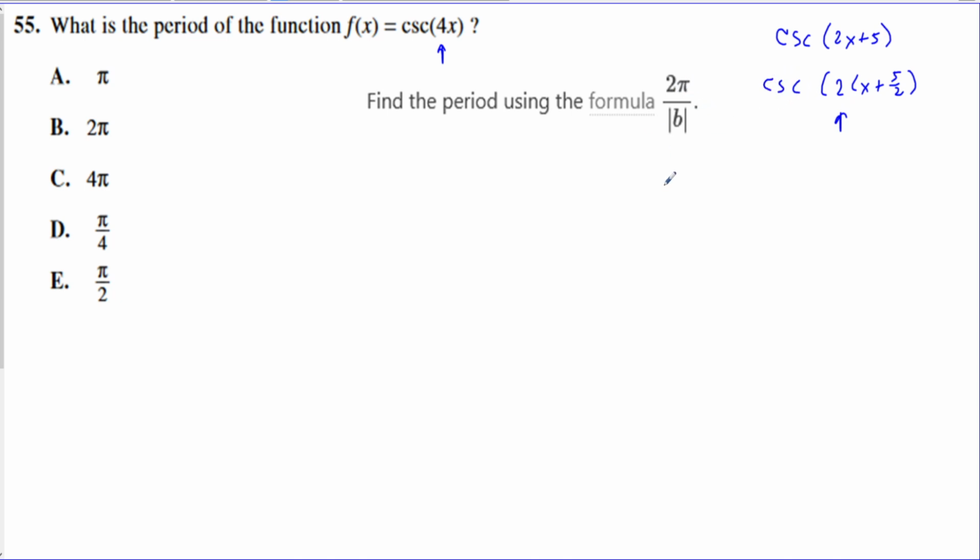For this problem, though, all you're going to do is plug in 4 and take its absolute value. It'll be 2 pi over the absolute value of 4, and that's just 2 pi over 4, which is equal to pi over 2. So we'll say the period of this cosecant function is choice letter E, which is pi over 2.